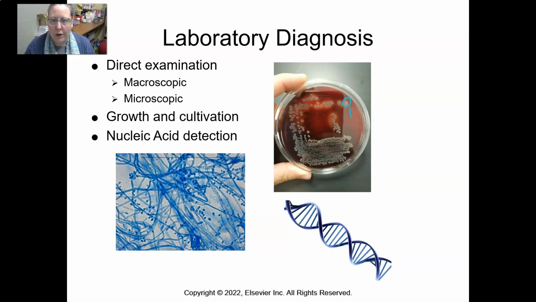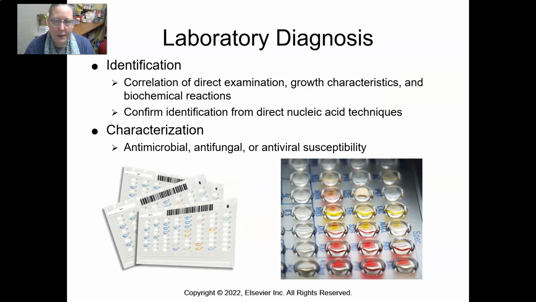We often grow bacteria that can be grown, and some of the yeast that can be grown, so that we can further identify them. And we can identify them by biochemical reactions, but also via nucleic acid detection. Think of some of the rapid tests like the BioFire, for example. The identification then correlates with the direct examination, so macroscopic and microscopic, their growth characteristics on the agar, maybe if they exhibit hemolysis on the blood agar, or if they turn a certain color on a differential media.